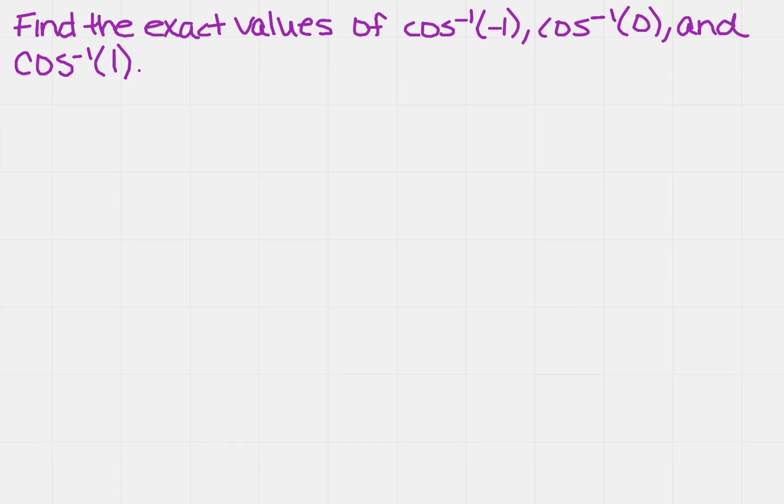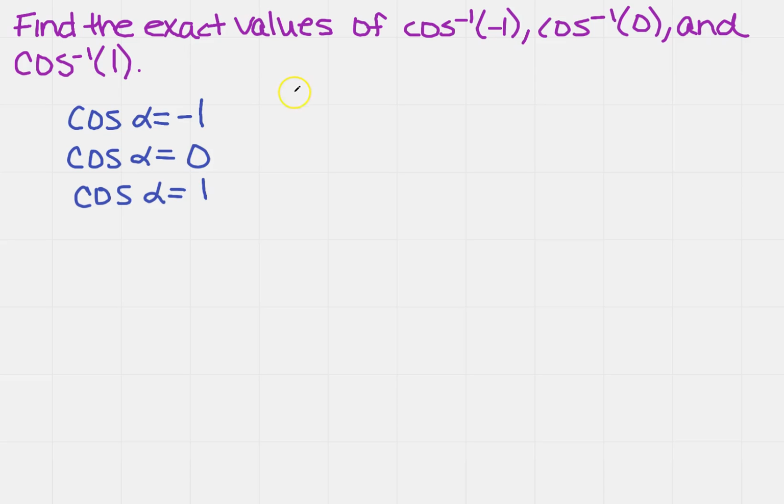Find the exact values of the inverse cosine of -1, the inverse cosine of 0, and the inverse cosine of 1. So how do we want to approach this? Remember, for each of these we can rewrite it where we say the cosine of what angle equals -1, the cosine of what angle equals 0, and the cosine of what angle equals 1. So either you have these memorized or make sure you do use your unit circle.